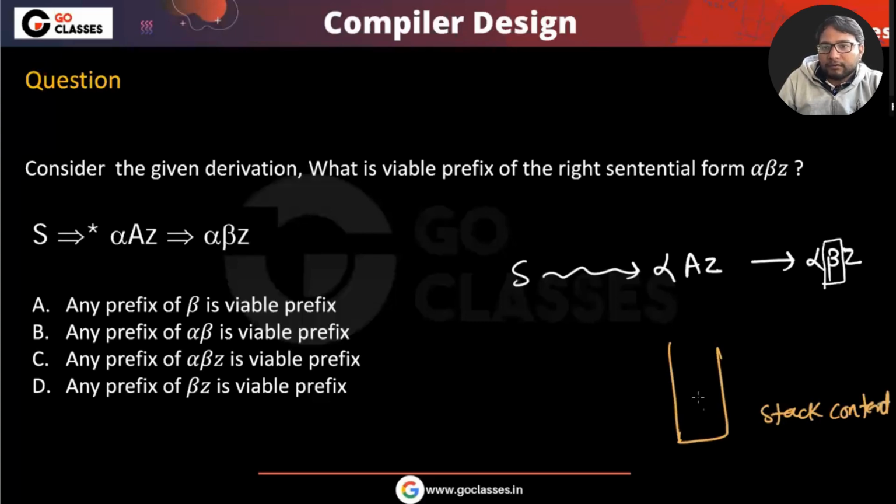It will be alpha beta, because beta is a handle, it should be on the top of the stack, right? So alpha beta will be in the stack, and then you are saying alpha beta and then z. So this is in the stack, this is yet to read, something like that, right? Okay. Now what are the viable prefixes? Tell me.